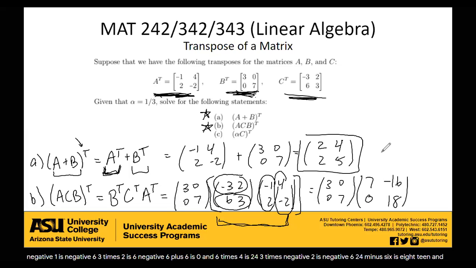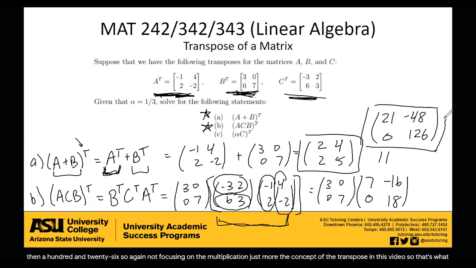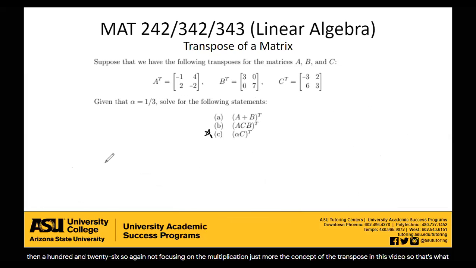And then we have to do one more multiplication. I'm going to do this up here. So similar process, we do the multiplication. We're going to get 21, -48, 0, and then 126. So again, not focusing on the multiplication, just more the concept of the transpose in this video. Cool. So that's what part B ends up becoming. I'm going to go ahead and clear this out, and then we'll do part C, our last one.